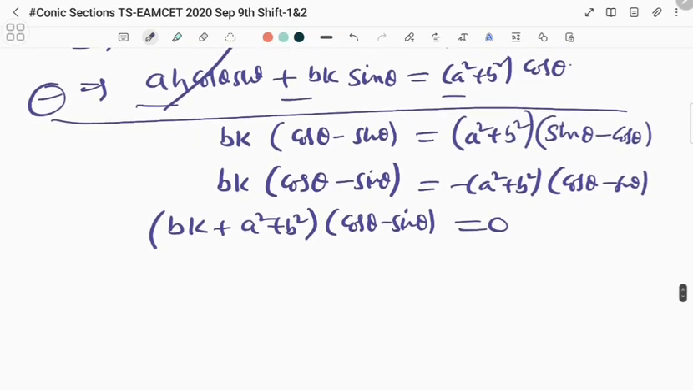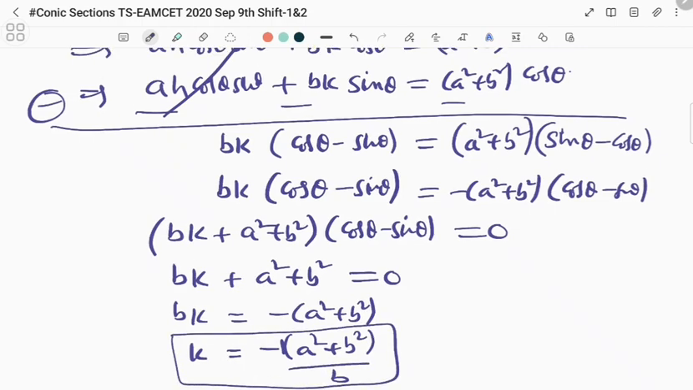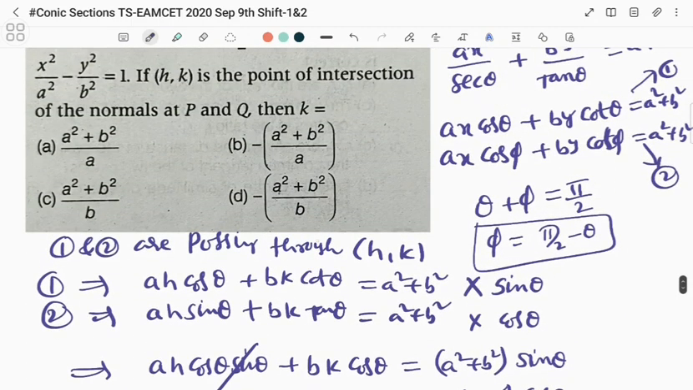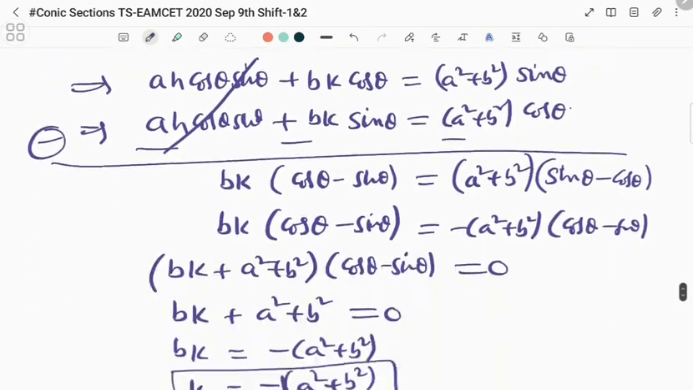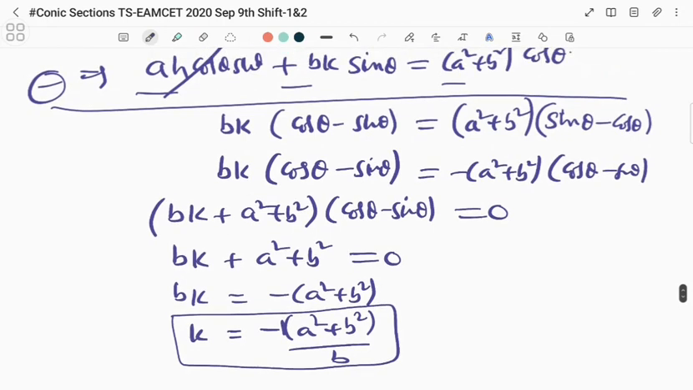Conceptually good question, students. So anyway, these values will be, cos theta is not equal to sin theta. So what will be 0? bk plus a square plus b square is equal to 0. So bk equal to minus of a square plus b square. So k is equal to minus a square plus b square by b. So this is the value of k. It is there in the fourth option, dear students. So till this we finished September 9th shift 1 shift 2. We'll meet in the next video.